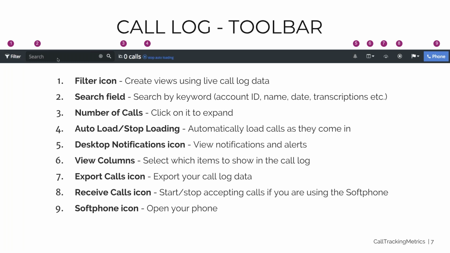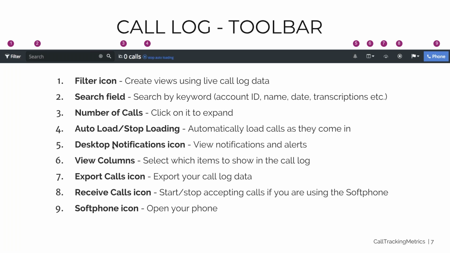You could always use the search. So if you were searching for maybe just calls with campaign data or CPC data, you could type that in. Or if you're looking for a specific caller, say a call from John Smith, you could simply type that in and it will filter all of the calls to those results. Number 3, we have the number of calls.